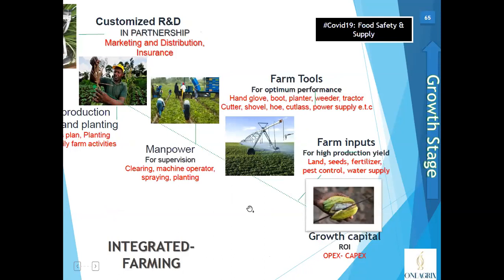So this is the growth stage for farming. Once you are applying for funds, your request has to be specific to what you want to use the fund for. Is it for farm input? Is it for raw material if you are in processing? Is it for farm tools? That is, do you need it for machines?